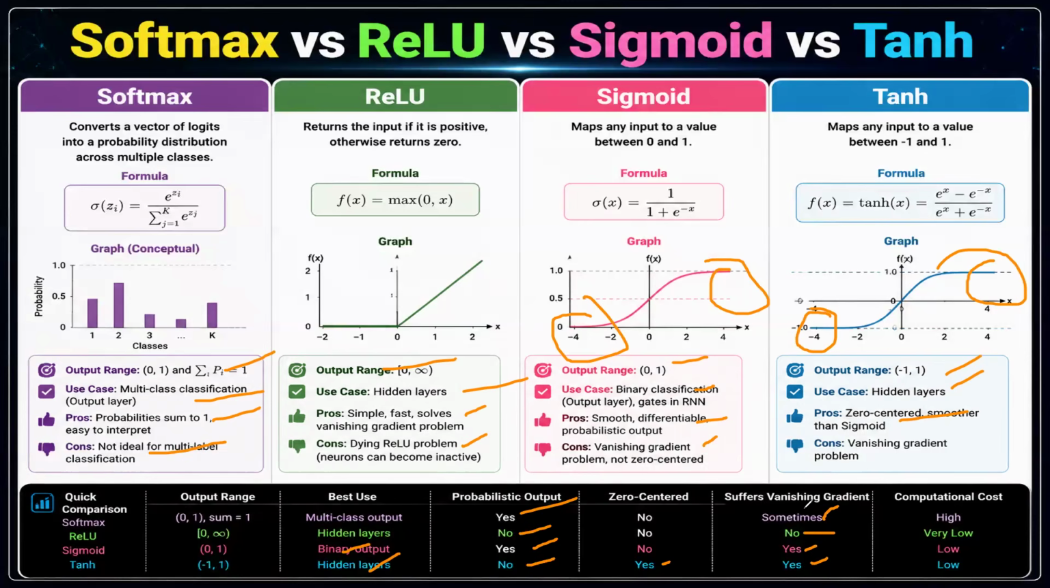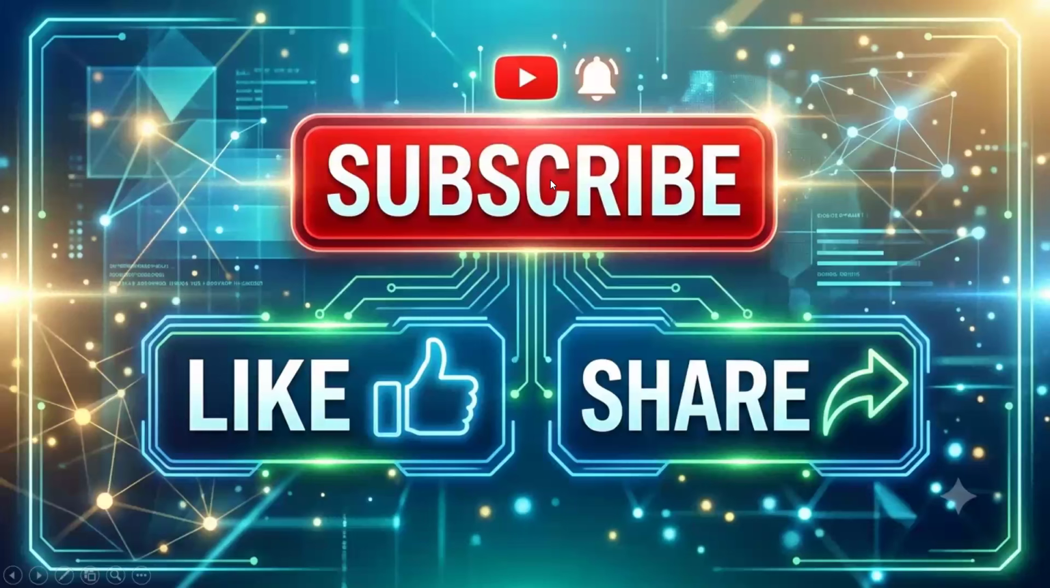And the last point is computational cost. For softmax, the computational cost is very high since the exponential function is used. For ReLU, the computational cost is very low. Sigmoid is also low, and tanh is also low. So ReLU is the most efficient in computational cost. So this is the differentiation between these four activation functions.